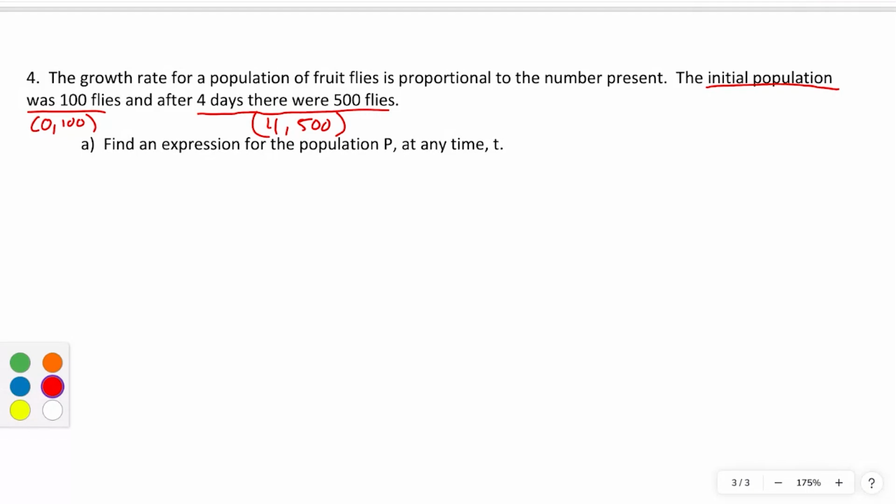So if we're solving for P in terms of t, we know that the rate at which the population is growing, which is dP/dt, the derivative of the population with respect to time, is proportional to the population. All right, so we want to separate our variables, integrate, go from there. So dividing both sides by P is going to give me P to the negative 1 dP equals k dt.